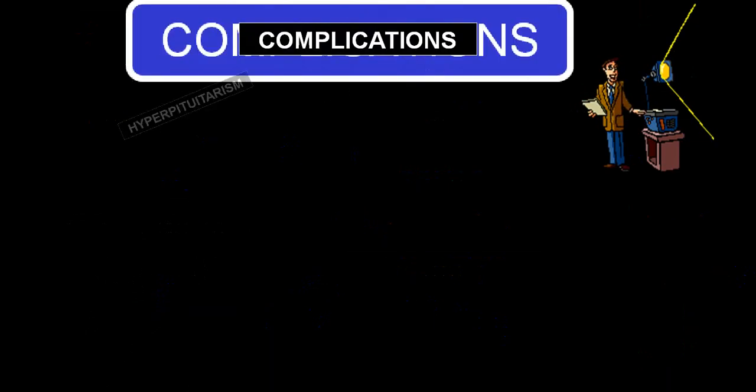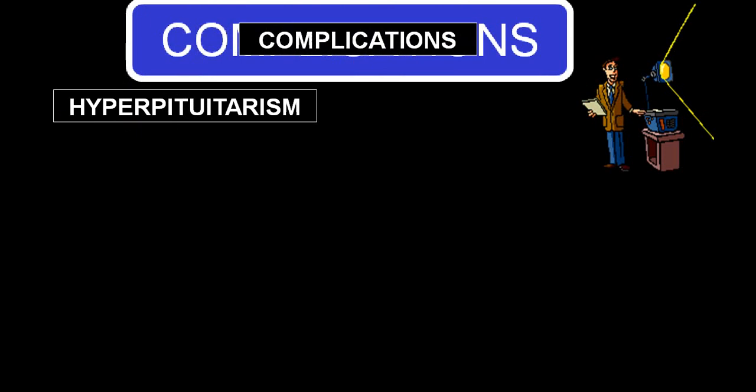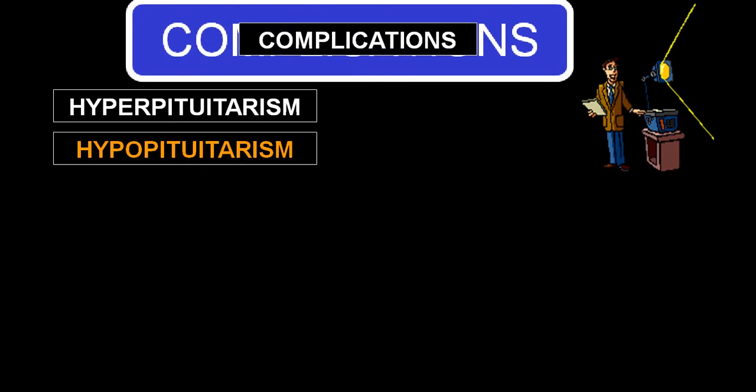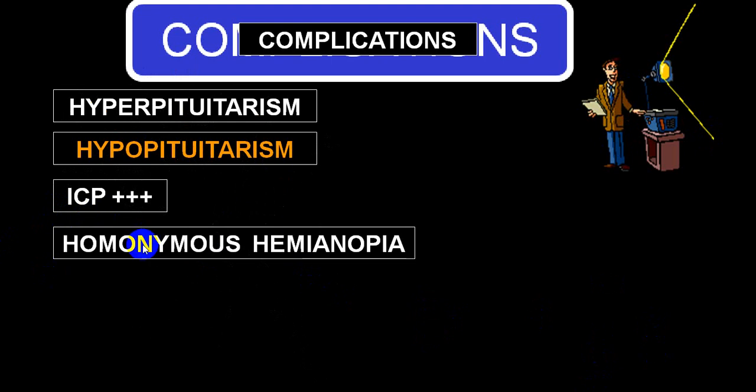As far as pituitary tumors are concerned, they can produce hyperpituitarism or hypopituitarism, raised intracranial pressure, and secondary effects because of raised intracranial pressure, cranial nerve palsy, homonymous hemianopia. If it compresses one side of the optic chiasma, it can produce homonymous hemianopia on that side, and with compression of the central part of the optic chiasma, the crossing nasal fibers are affected, producing bitemporal hemianopia.